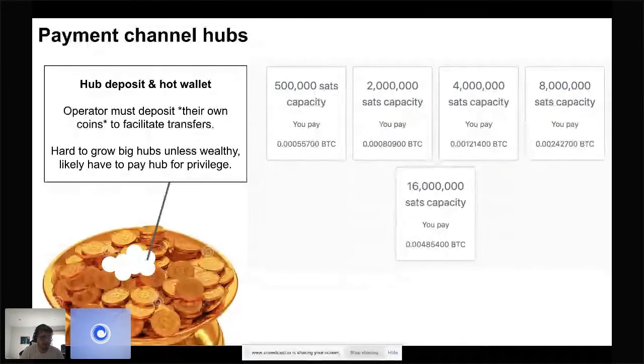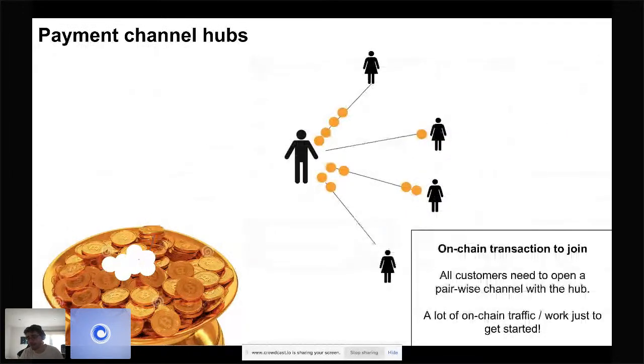And the worst thing as well, overall, is that the hub has a hot wallet. All these coins are live and active in the payment channels. They're hot wallets. So it's hard to become a good, big hub unless you've got a very secure setup. And the worst thing of all is, in order to join this layer 2 system, in order to use the operator as a central point for facilitating transfers, every customer has to open a channel via the layer 1 blockchain. So there's always an on-chain transaction in order to join the layer 2 system.